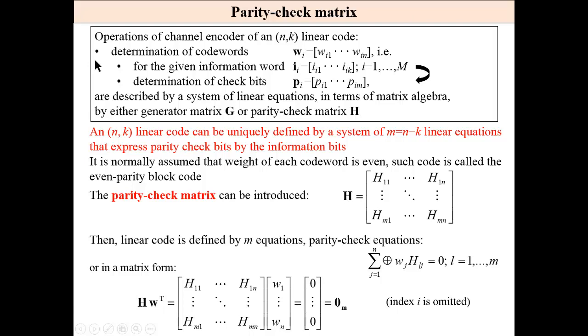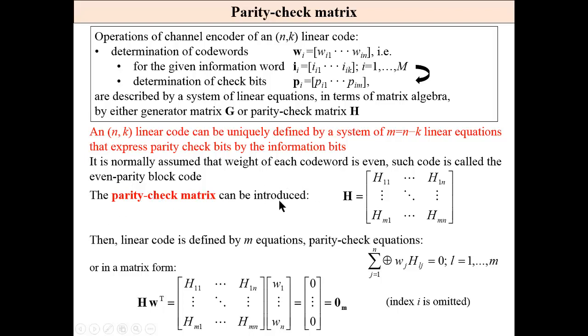Parity-check matrix. Let me repeat. Operations of the channel encoder is determination of code words for the given information word, determination of check bits. And this can be done by means of a parity-check matrix. An (N,K) linear code can be uniquely defined by the system of M linear equations that express parity-check bits, M parity-check bits, by the information bits. It is normally assumed that the weight of each code word is even, such that the code is called an even parity-check code. Just simply parity-check matrix or parity-check code. These terms will be used further on.